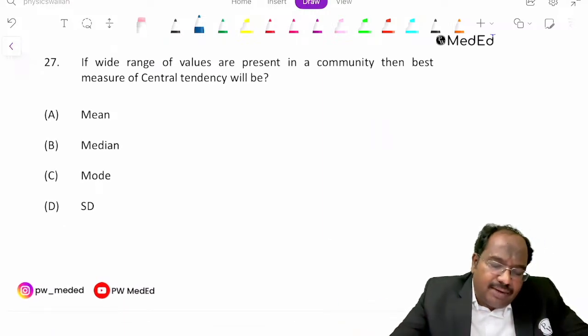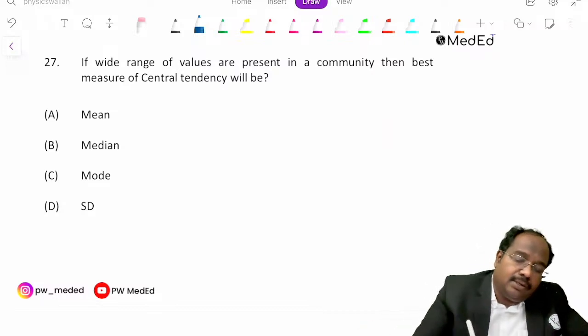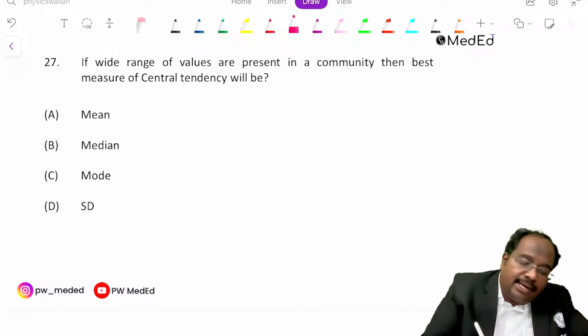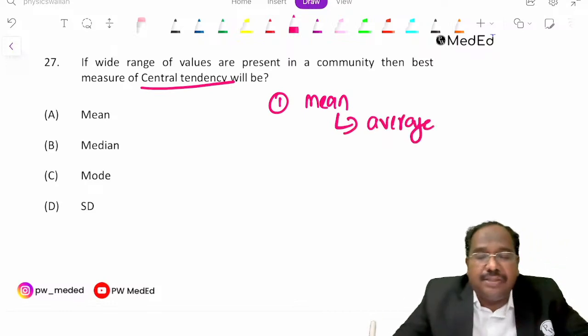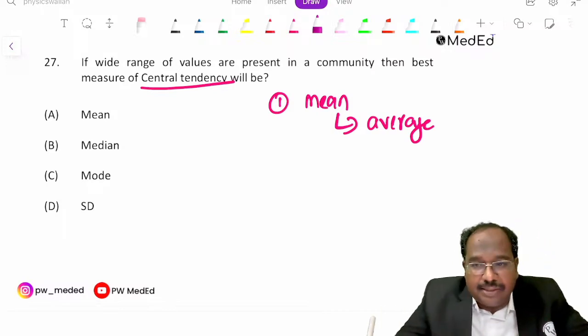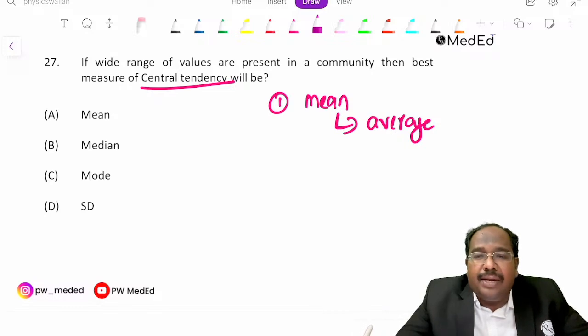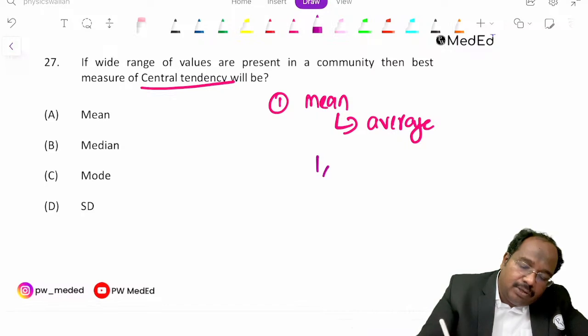If a wide range of values are present in a community, then what is the best measure of central tendency? Central tendency means we have the mean. Mean means average, guys. Suppose I have five numbers. You add all those values and divide by the total number. That is the average.